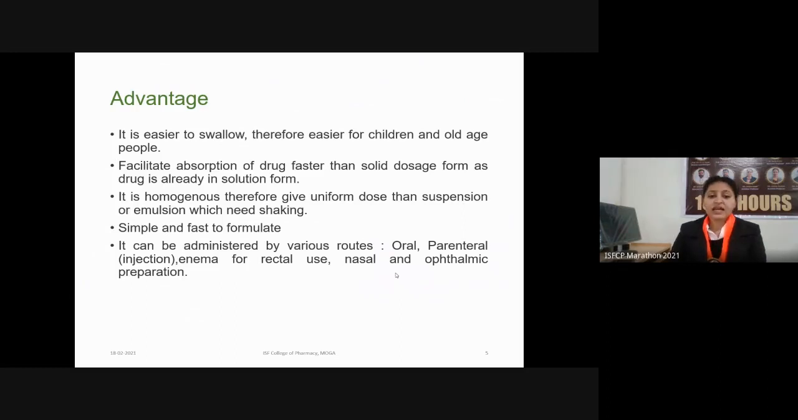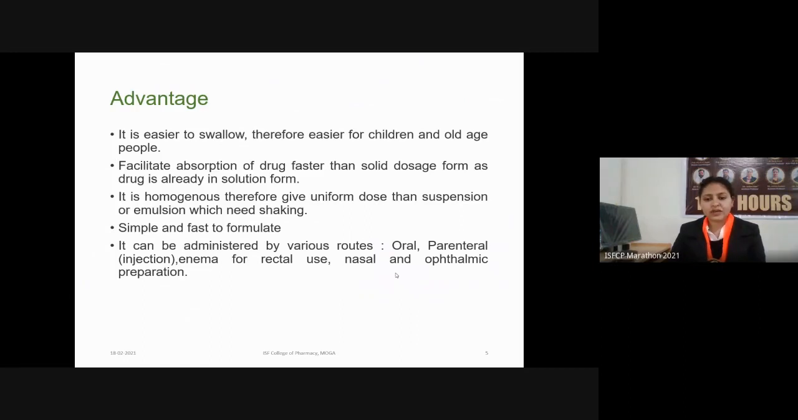It can be administered by various routes like oral route, parenteral route, enemas for rectal use, nasal and ophthalmic preparations. Means we can use these monophasic liquid dosage forms through different routes. We can take them orally, we can take them parenterally.